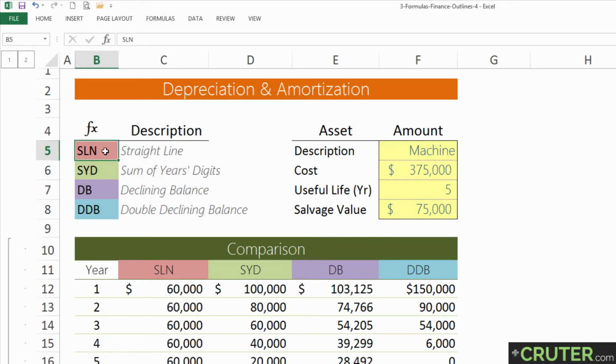Let's go through the longhand method of writing out the formula. So with the straight line method, we'll take a look at the formula, how you'd have to do it on paper and pencil, and then we'll come back and we'll use the SLN formula that Excel has built in for us, just so that we can verify how Excel is calculating these formulas. So let's start with the straight line method over here.